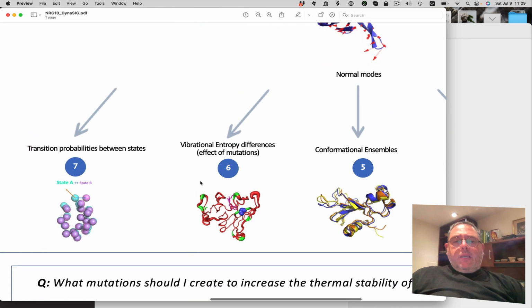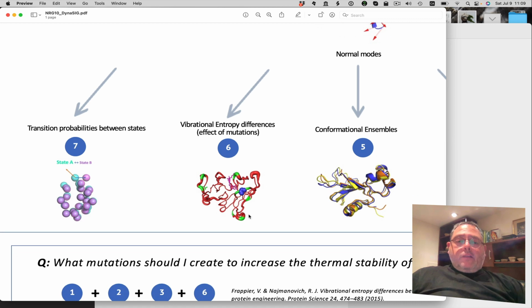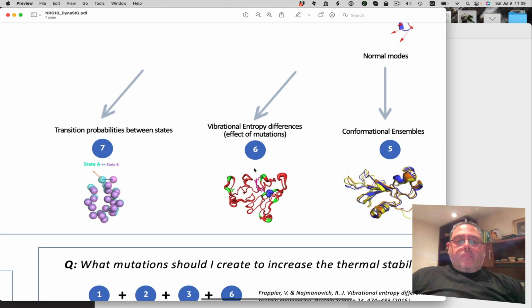Another application is to calculate the vibrational entropy differences between two states, and this allows you to calculate, when you have a mutation, if it will lead to rigidification or flexibilization, I don't know if that is a word, of different areas of the protein, affecting the function and as a whole affecting the stability.